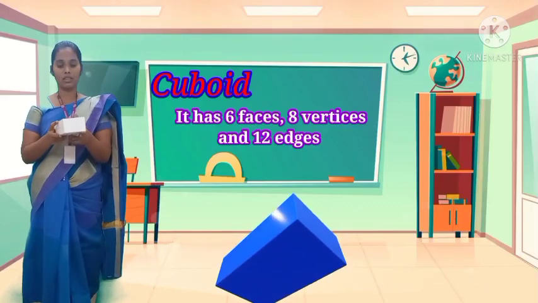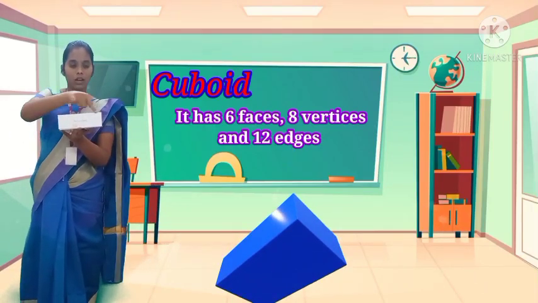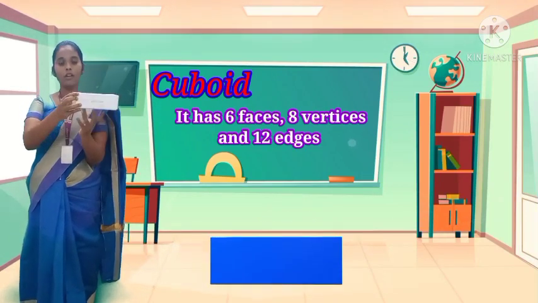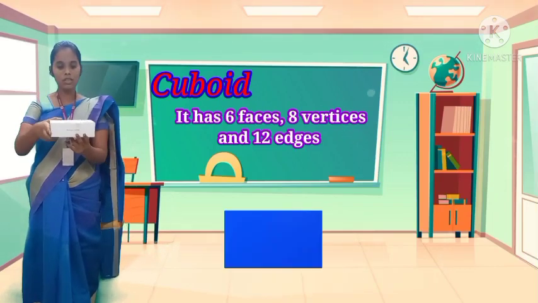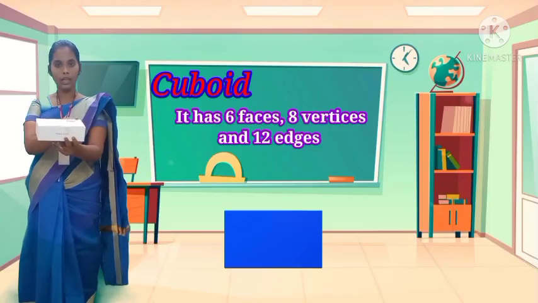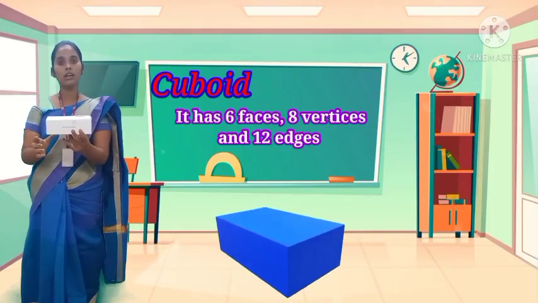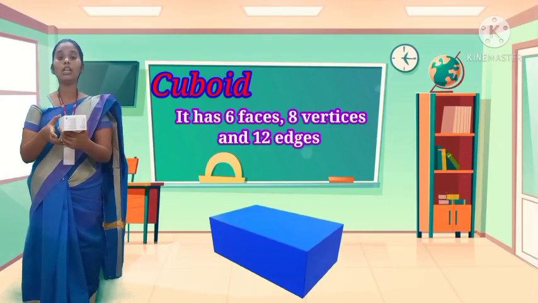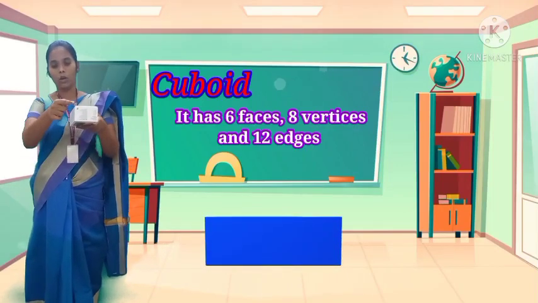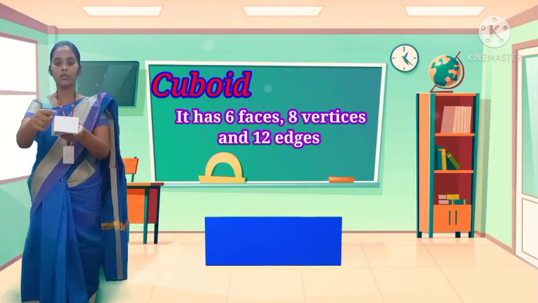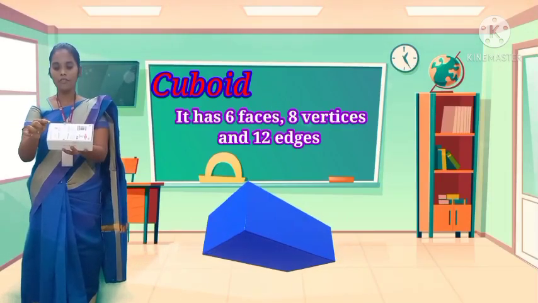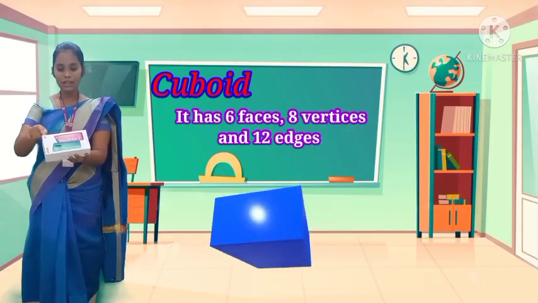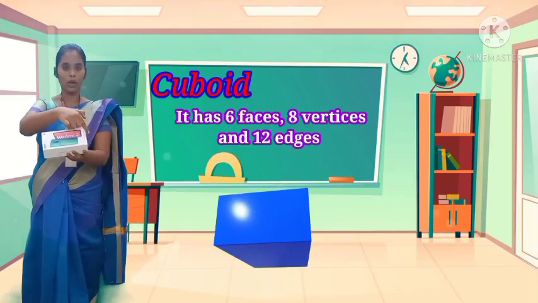Now we will count edges. An edge is this line. Count it. 1, 2, 3, 4. 4 lines here. Down, see. 1, 2, 3, 4. 4 plus 4, 8. 9, 10, 11, 12. So totally 12 edges in a cuboid.